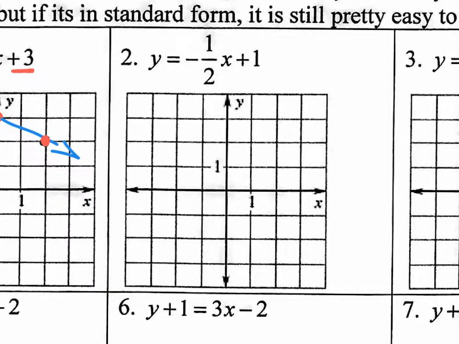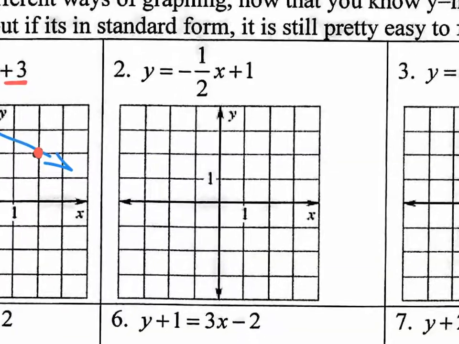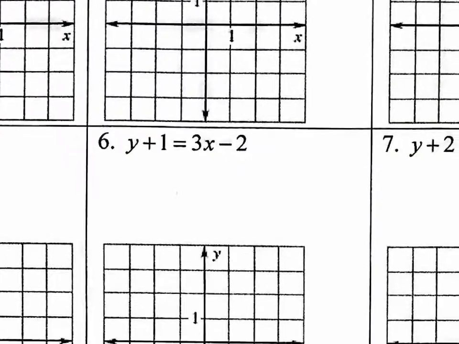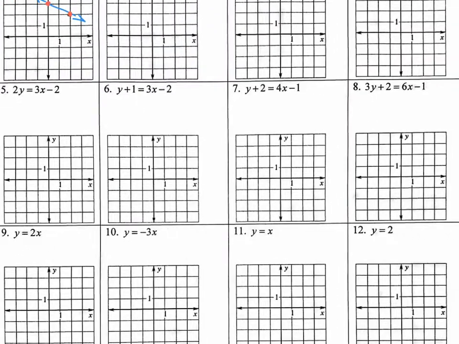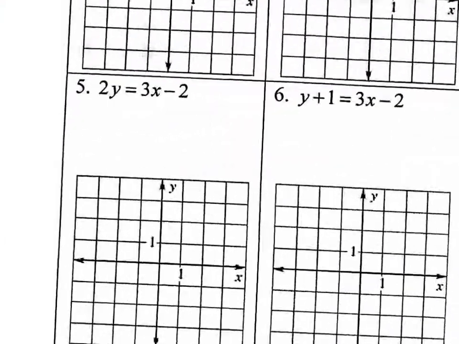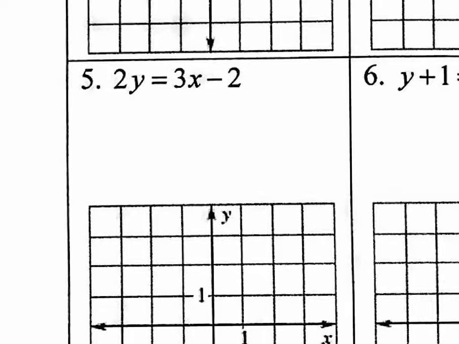So you guys should handle this pretty easily. There's some where you're going to have to actually move things around. Like number 5, it's not in slope-intercept form, so you're going to have to divide everything by 2. And now it will be in slope-intercept form.